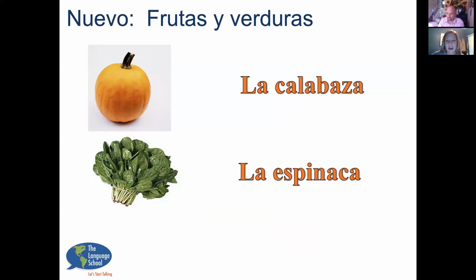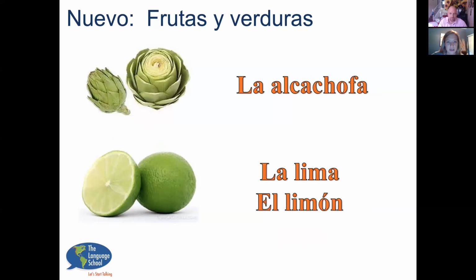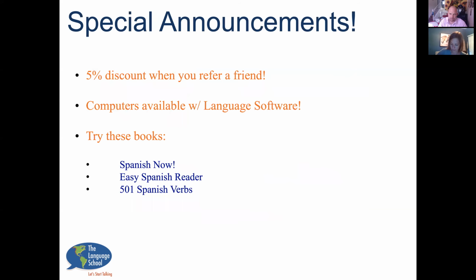La calabaza, la espinaca, la alcachofa. These are hard. La lima, el limón. Yeah. Again, here, I've only heard the word el limón being used. Okay. But yeah, I suppose in some places, some people might say la lima.